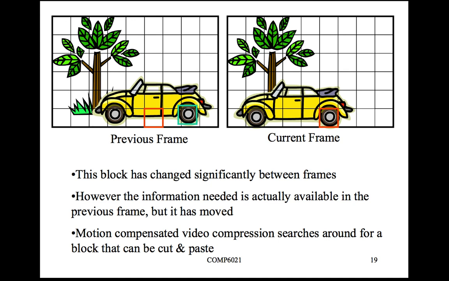But here's the really, really clever part about video compression. Sure, the block that we're looking for is not here when we go look for it in the previous frame. But the information contained in that block that we want is actually in the previous frame. It just moved. So we would like not to have to send this block. And sure enough, it turns out we don't have to send it because the previous frame already has it. It's here.